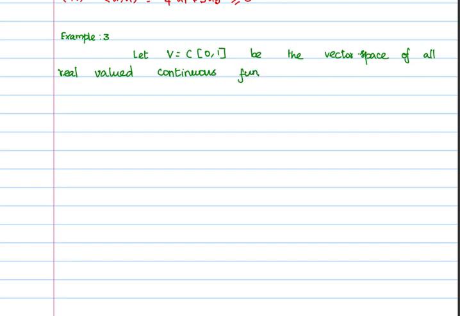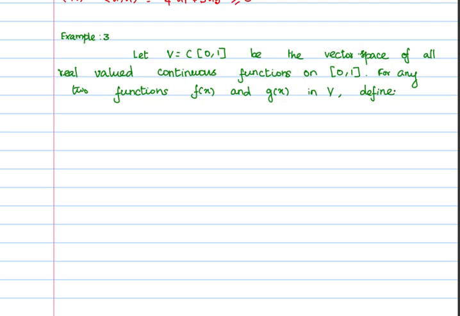Continuous functions on 0, 1. For any two functions f of x and g of x in V, we define the inner product as inner product of f comma g is the integral over 0 to 1 of f of x times g of x dx.